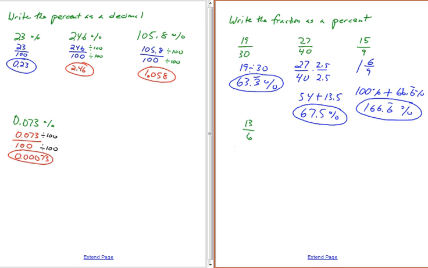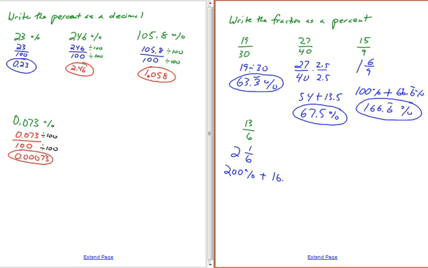Now what's this one? This is 2 and 1/6, right? Now 1/6 is going to be a repeating decimal, I believe. One thing I know here is that 2 is equal to 200%, right? And then 1/6 is equal to what?